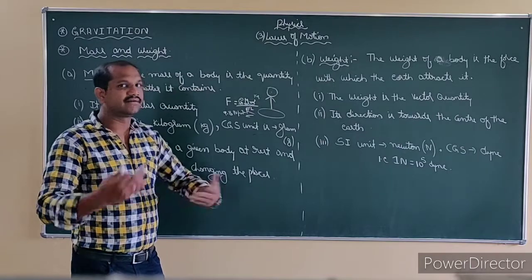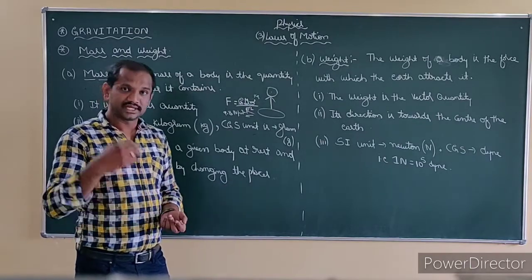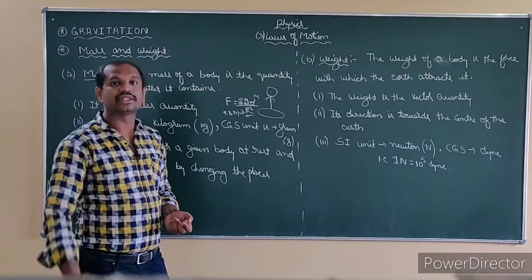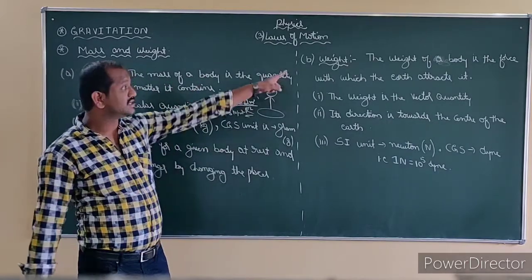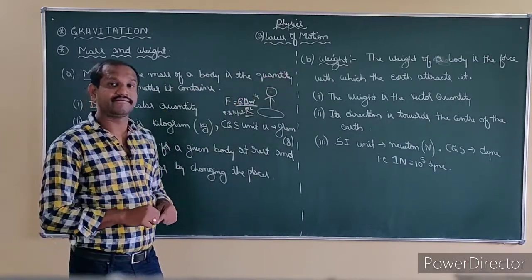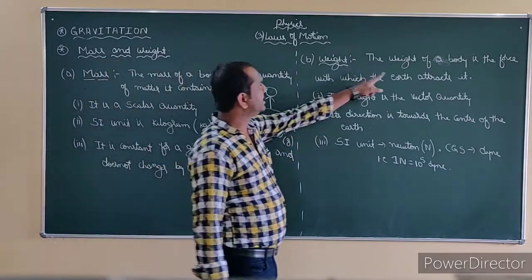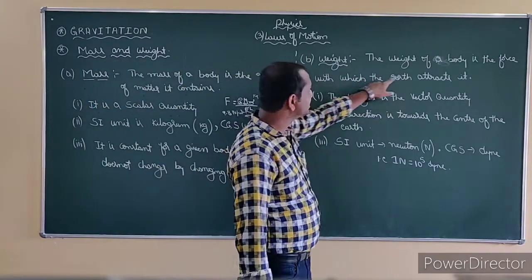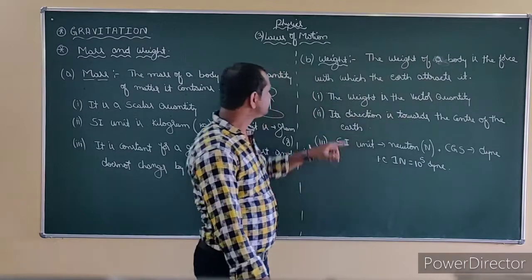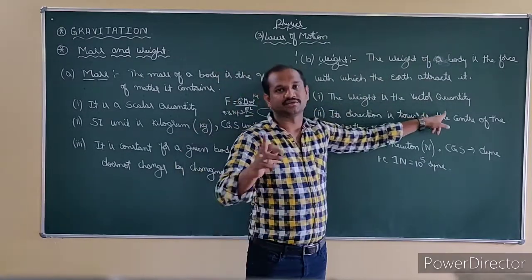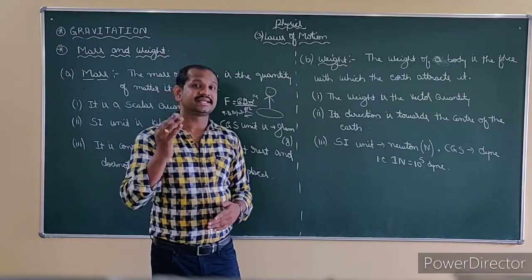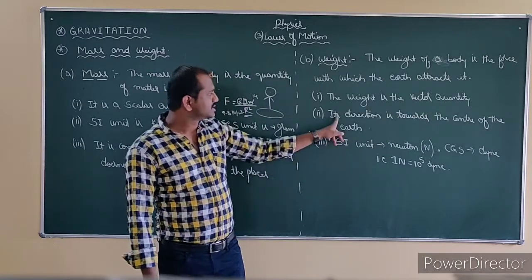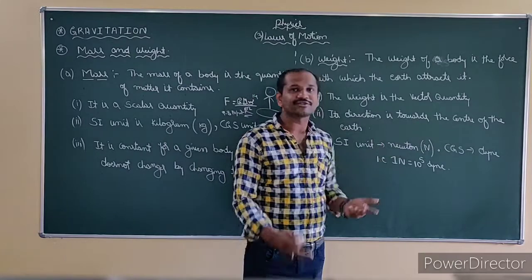That is, if we tell our weight, it is mass into the acceleration, the force which is applied by the earth on us, together called what we mean by weight. Remember this. The weight of a body is the force with which the earth attracts it. The weight is a vector quantity. Remember, if I say weight is a vector quantity, obviously it has direction. See, the direction is towards the center of the earth.